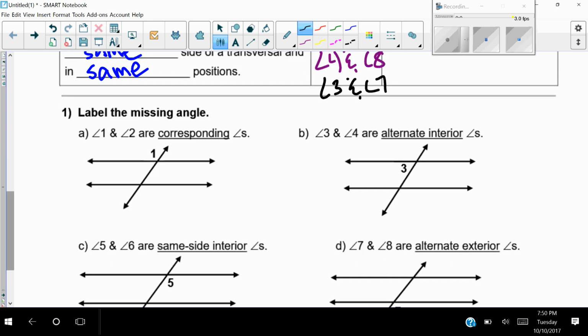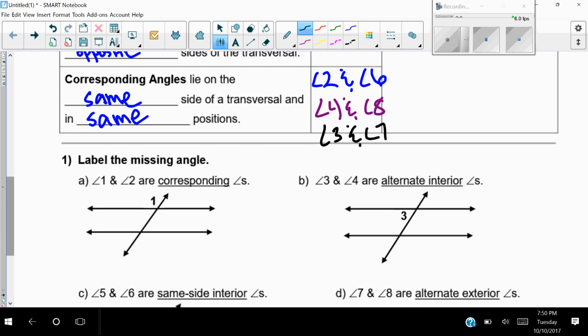It says label the missing angle. Angle 1 and angle 2 are corresponding angles. So if you look at corresponding angles, they have to be on the same side of the transversal in the same position. So angle 1 looks like it's in the upper left-hand corner of these 4, right? So out of these 4, I need the upper left-hand corner. So angle 2 has to be right about here.